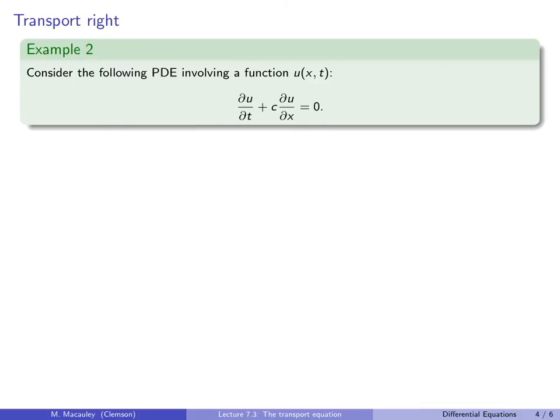Okay, so example 2 will be very similar. The only difference is that we have a plus here instead of a minus. So I'm also going to write this two ways, as ut plus c ux equals 0, but also as d dt plus c times d dx, this operator applied to u equals 0.